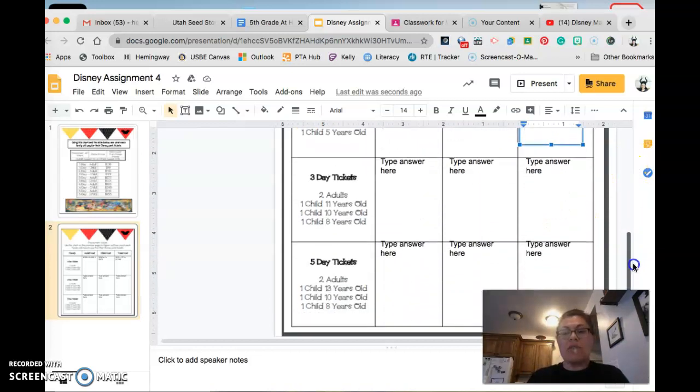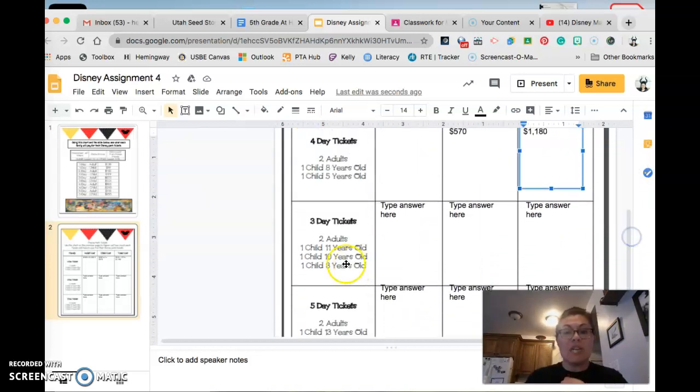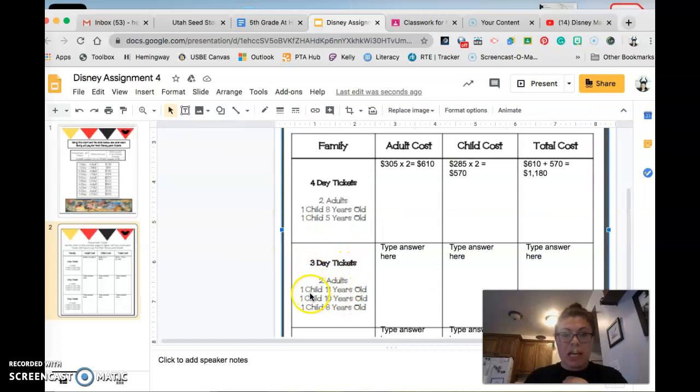All right, so your job is to finish this table. Pay attention though to the children's ages, because if you notice on this second group right over here, this child's 11. So is that a child ticket or an adult ticket? If you said adult, you are correct. Now, this is a 10-year-old, child or adult? If you said adult, you are correct. So you can put 4 adults here, because that's really how many adult tickets you are buying. So good luck and get your work done.